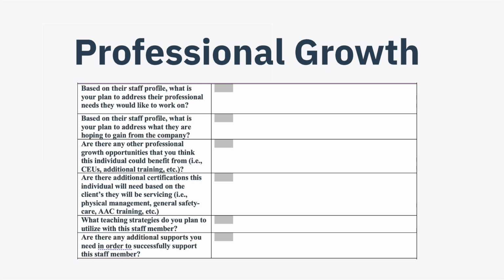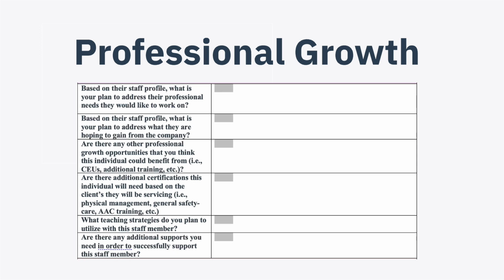All right, and then the next section is the staff member's professional growth. You will utilize their staff profile to create a plan to address their outlined professional needs they would like addressed. You'll then create a plan on how to address what they're hoping to gain from the company. Additionally, you will identify if there are additional professional growth opportunities they could benefit from, as well as any additional certification you feel like would be beneficial.